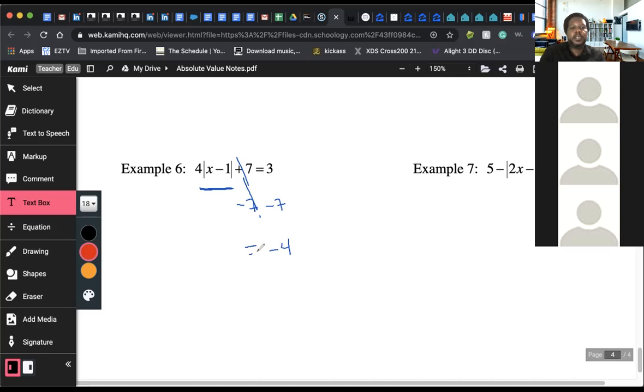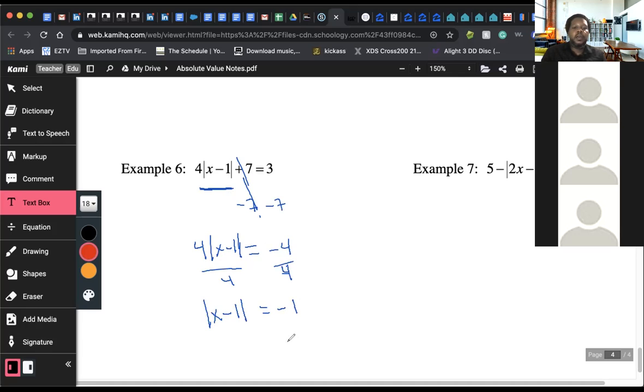So -4 is equal to 4 times the absolute value of x minus 1. Again, the absolute value is not by itself yet because there's a 4 here. So I need to divide both sides of the equal sign by 4. So now I have the absolute value of x minus 1 is equal to -1.